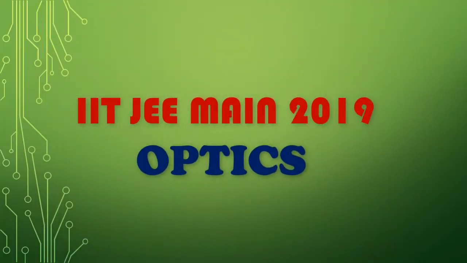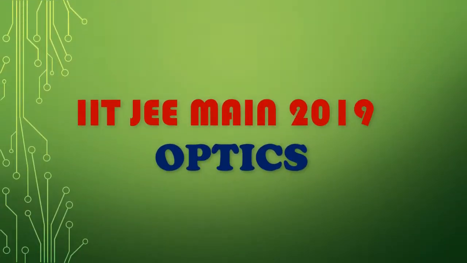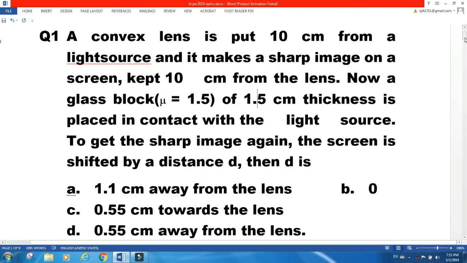In this video I am solving the optics questions that came in IIT 2019. So the first question is: a convex lens is put 10 centimeter from a light source and it makes a sharp image on a screen kept 10 centimeter from the lens. Now a glass block with refractive index 1.5 and 1.5 centimeter thickness is placed in contact with the light source. To get the sharp image again, the screen is shifted by a distance d. Then d is?